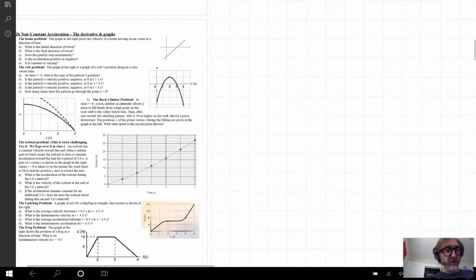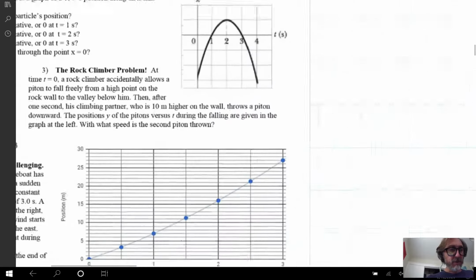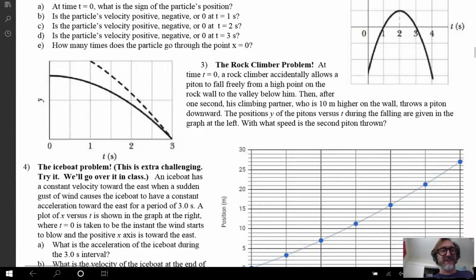Alrighty, so let's do the rock climber problem. In the rock climber problem, here's what we got.